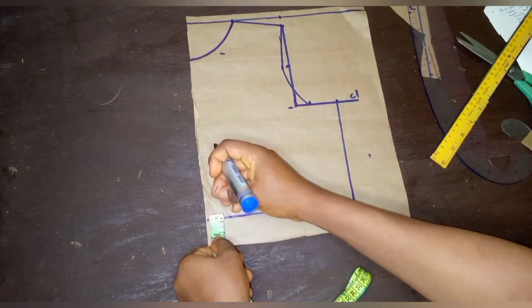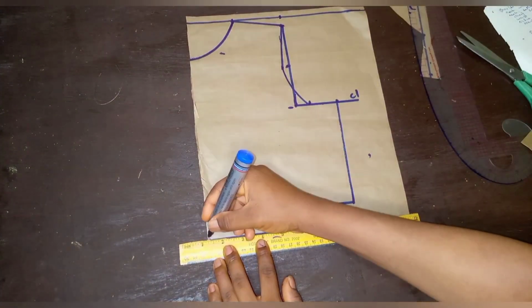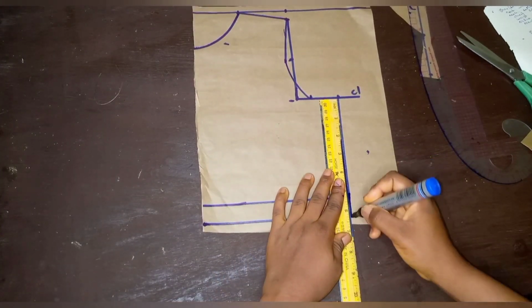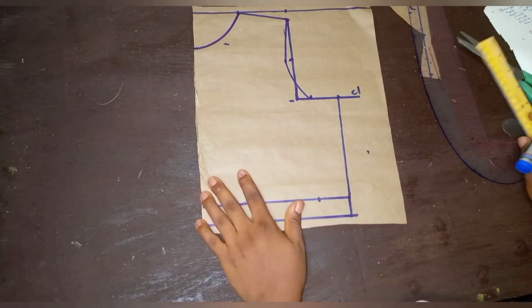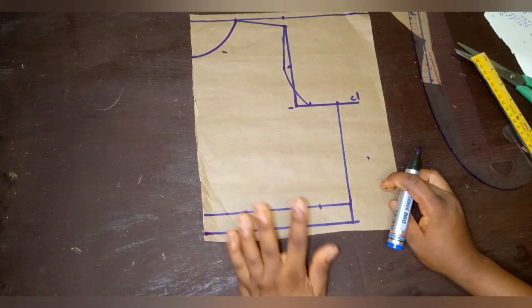Once that is done, I'll place my tape on the waistline and I'll come down by 1 inch and I'll draw a straight line from that 1 inch across. This will serve as the sewing allowance on the waistline. This is basically all on how to draft a front bodice for a 6-year-old.